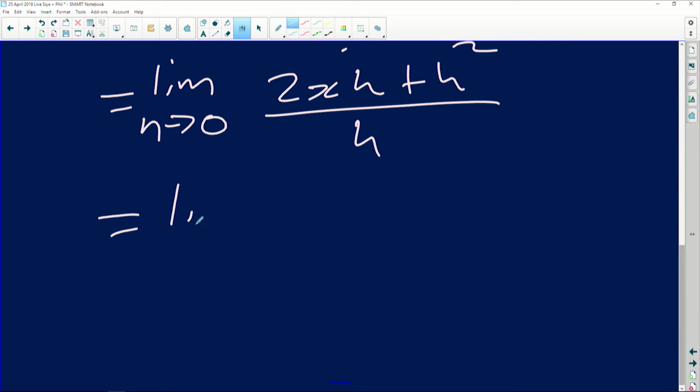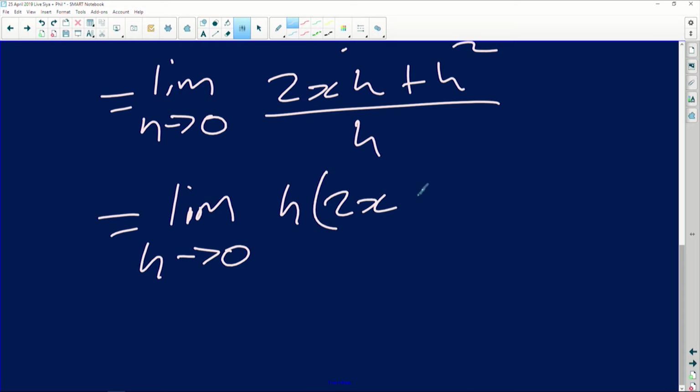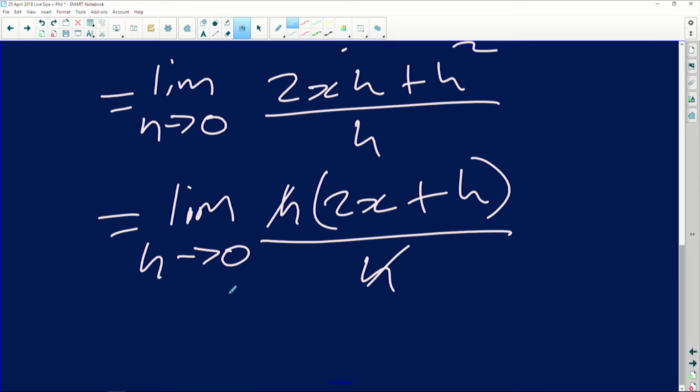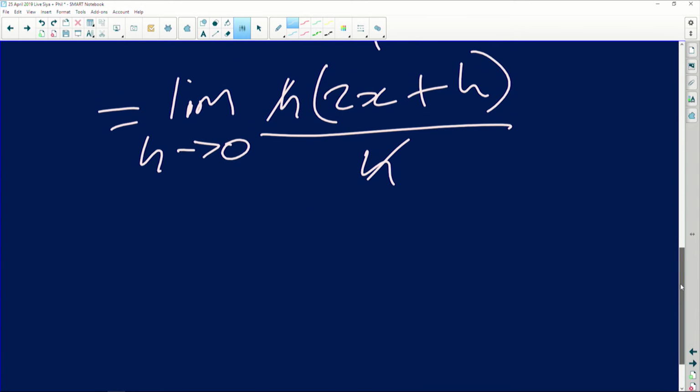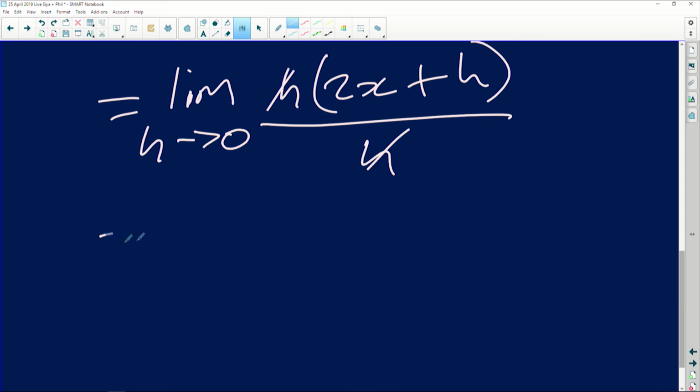Looking at what I have here, I'm going to have the limit of h approaching 0. My common factor there will be h. So I have h into 2x plus h, all divided by h. Then this and that will divide each other. Please don't say they cancel out. Remember, if I cancel out something, it becomes 0. It's gone. So we can't say they are cancelling out.